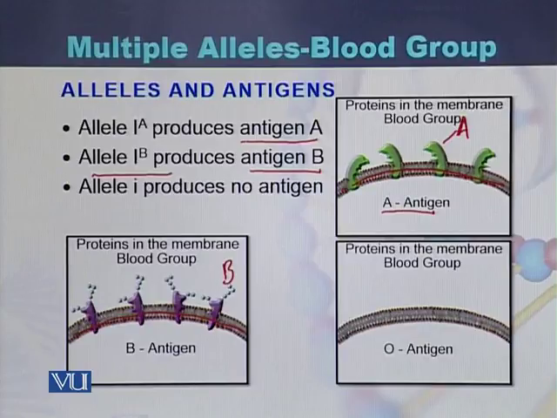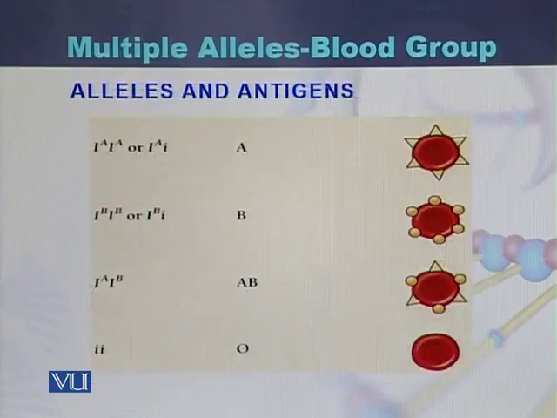In the case of the third allele, allele I, that allele produces no antigen. When there is allele I, there will be no antigen on the surface of the red blood cells. Here we can see the cell membrane of the red blood cells, and there is no antigen present on the surface. So in this diagram we can see how these antigens are different from each other.